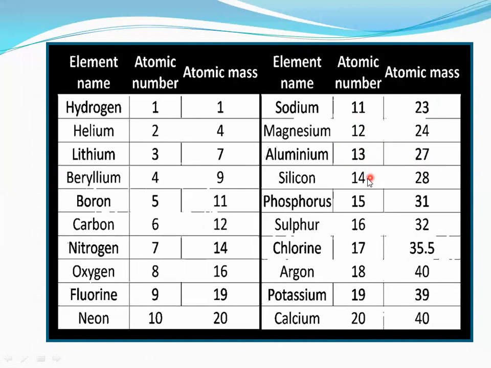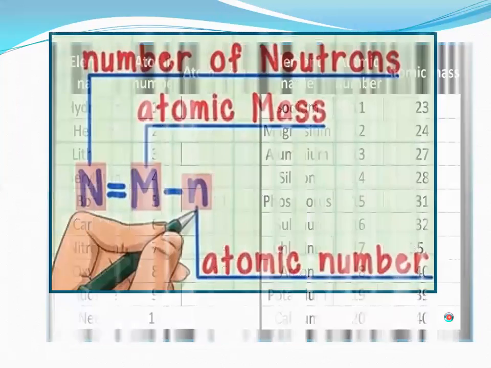Aluminium, 13 and 27. Silicon, 14 and 28. Phosphorus, 15 and 31. Sulfur, 16 and 32. Chlorine, 17 and 35.5. Argon, 18 and 40. Potassium, 19 and 39. Calcium, atomic number 20, means 20 protons, and mass number is 40, means 20 protons and 20 neutrons. Okay, memorize this.